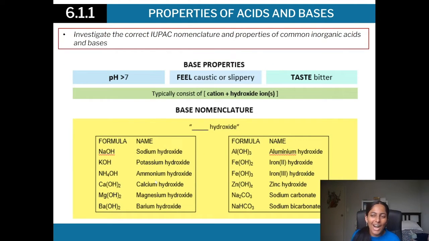Okay, there we go. In terms of base naming, it is a bit weird. You just have to memorize it. In terms of bases, it's mainly carbonates or hydroxides, and bases have a pH of greater than 7. They may feel a bit slippery and caustic.